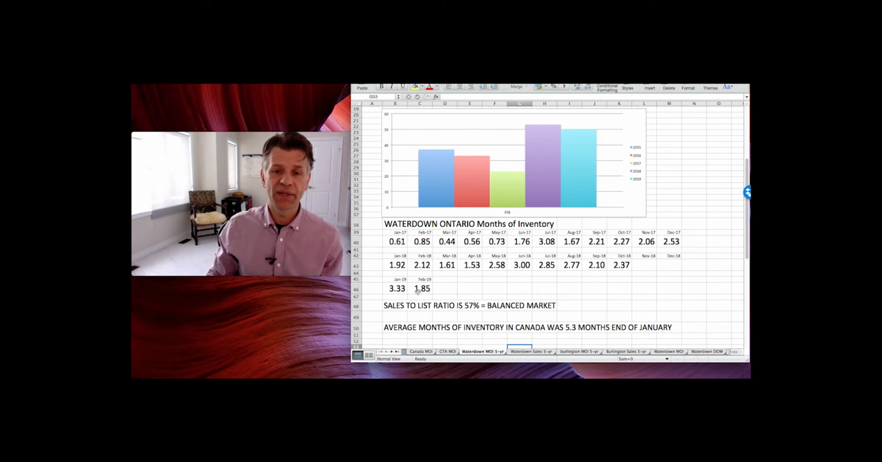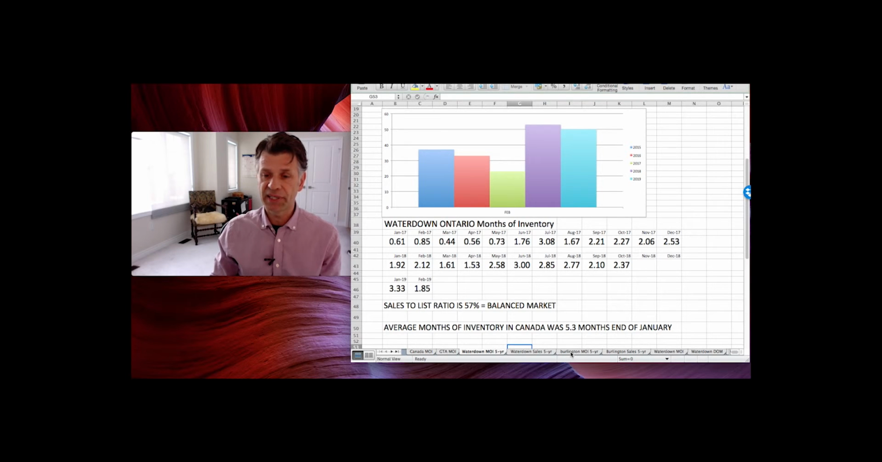So end of February, we had 1.85 months of inventory. Again, that's a super low amount of inventory. So the demand is still quite strong and not a ton of houses for buyers to pick from. But buyers are being a little bit choosier at the same time. So we're still riding in a balanced market at 57% for sales to list. And to put it in perspective, average months of inventory in Canada was 5.3 months at the end of January. So we still have probably the tightest inventory in the country at this point. I haven't seen the Canadian stats out yet, but I'm pretty certain that number is pretty low compared to just about everywhere else in the country.